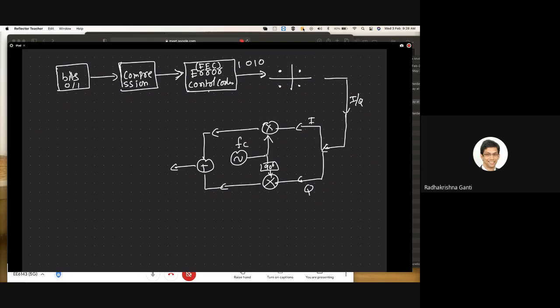So this is your typical quadrature modulator. IQ is the baseband signal. You may do some filtering and other things, I'm not putting all that. Then you upconvert it to some center frequency. This is called upconversion.